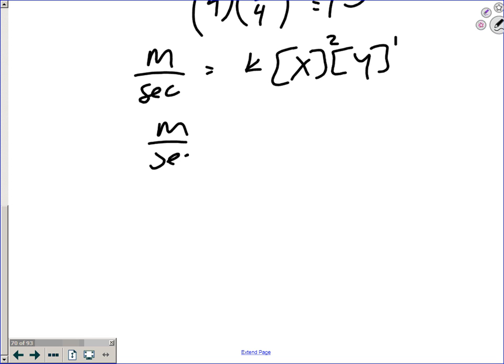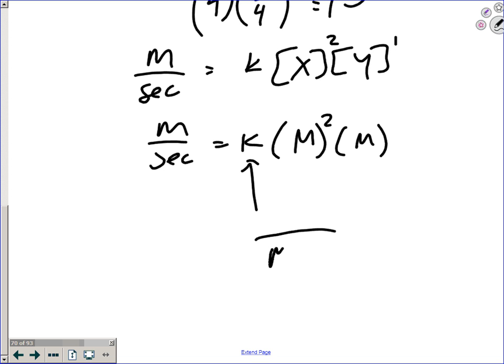I'm actually going to do that first. If this is molarity and it's squared, and this is molarity to the first power, and I only want one molarity on top at the end, what has to be in the denominator of K? M squared, right? Because I only want one of these at the end, so this has to cancel. And notice there's no time over here, so I also have to have time in the denominator. So K units is per molar squared seconds.